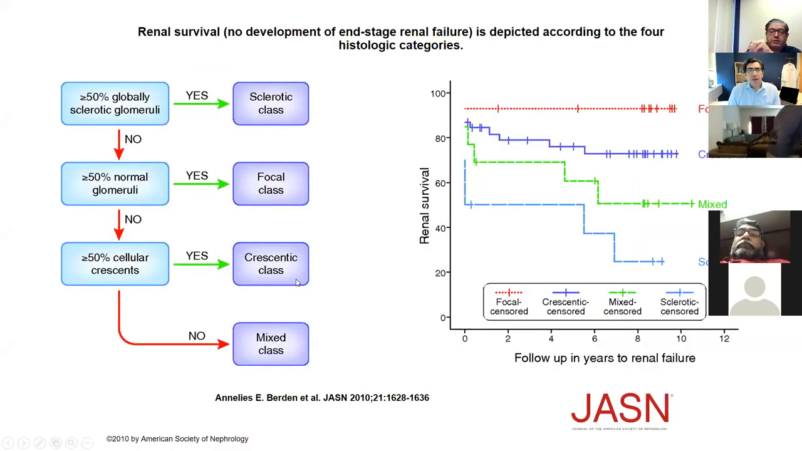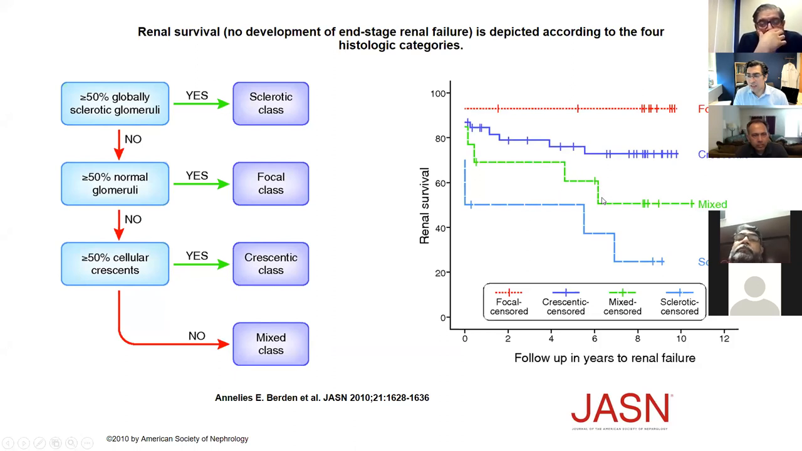Going to looking at how these histological patterns have impact on the outcomes, and also some sort of a classification. So you can either have more than 50% globally sclerotic glomeruli, or more than 50% normal, you call them focal class, or if there are more than 50% with cellular crescent, then you call them crescentic class. And if none of these patterns fit, it's a mixed class. It's really like a stepwise upgradation. But you can see that if this is focal, the outcomes are good, but the next bad is the crescentic outcomes.